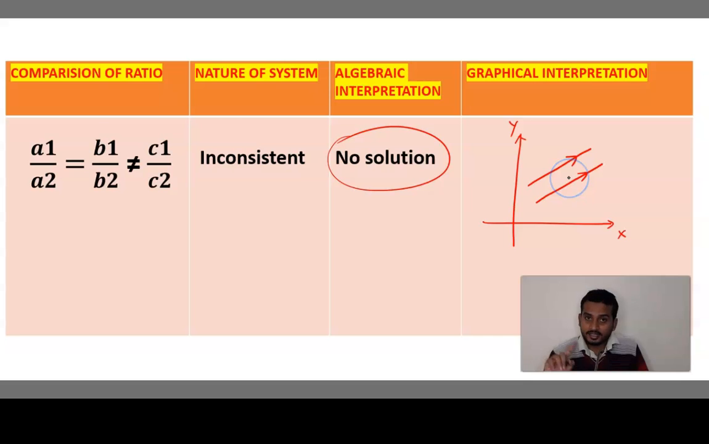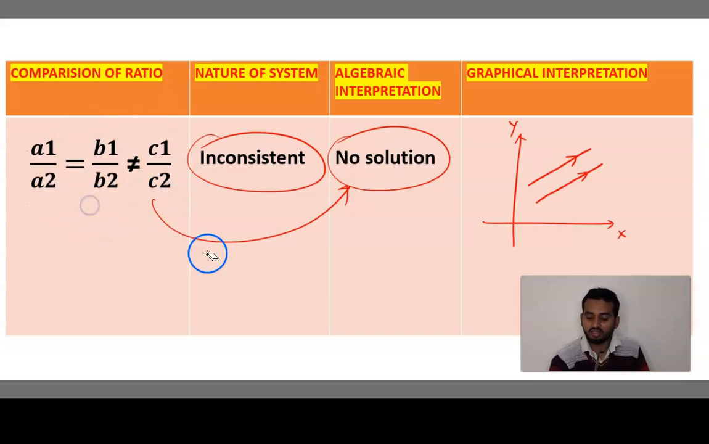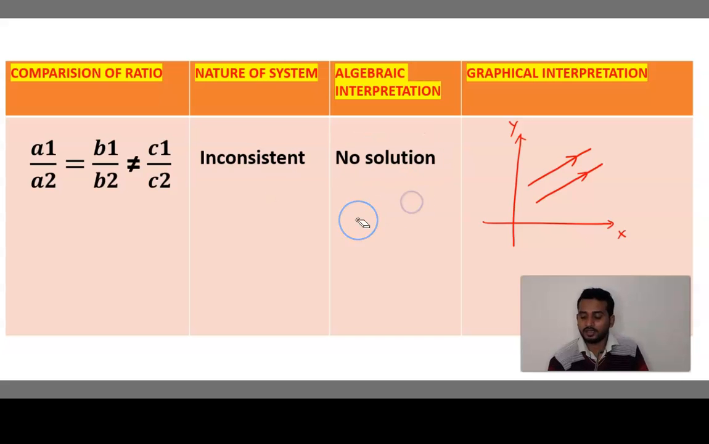If the lines are intersecting, we get only one solution. If the lines are parallel, then it is no solution, and the nature of the system is called inconsistent. So what is the condition it should satisfy for no solution? It should satisfy the condition a1 by a2 is equal to b1 by b2 but does not equal c1 by c2. The a1 by a2 answer and b1 by b2 answer should be equal, but the c1 by c2 answer should not be equal to a1 by a2 or b1 by b2. So this is the condition it should satisfy. Very important question, children. You should not miss these points.